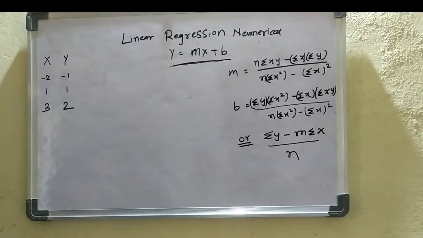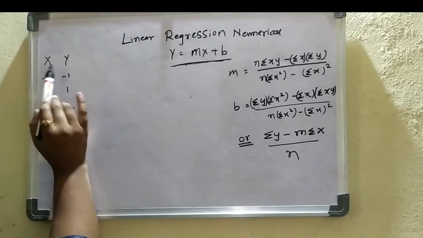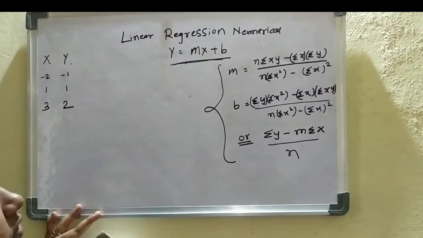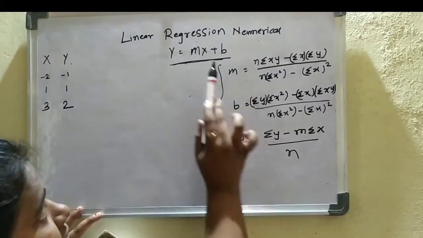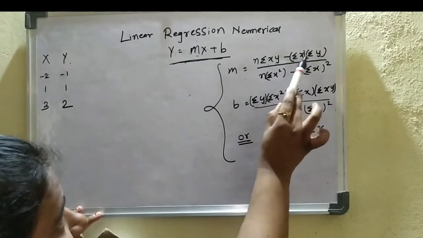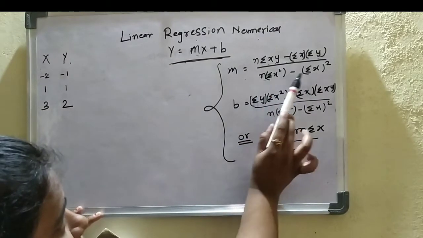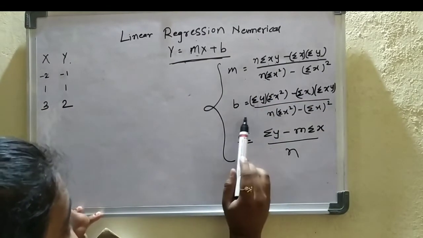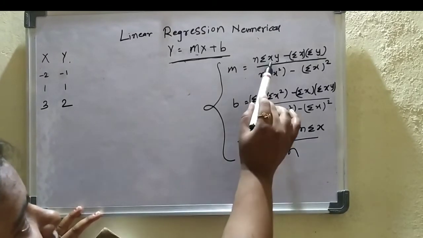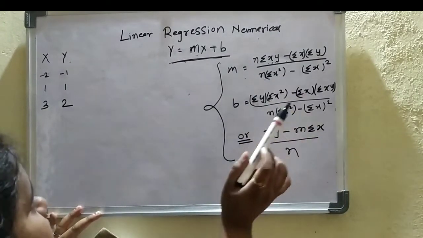So in this video we will see a numerical where we have x and y values, and these are the formulas that are used to evaluate the values, where m is the slope and b is the intercept. This is the formula for m, and for b we have two formulas, so we can use any one of them. There are many formulas where we use standard deviation also. We have shown that already in the previous videos.